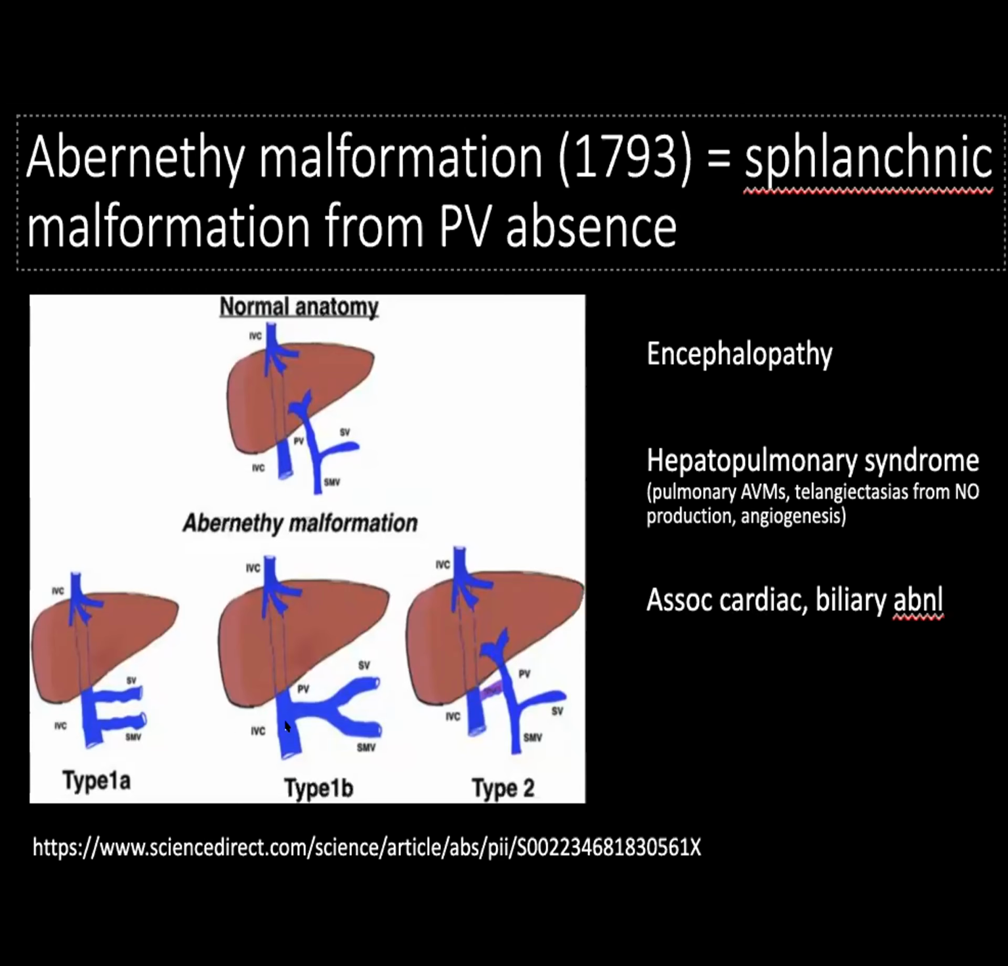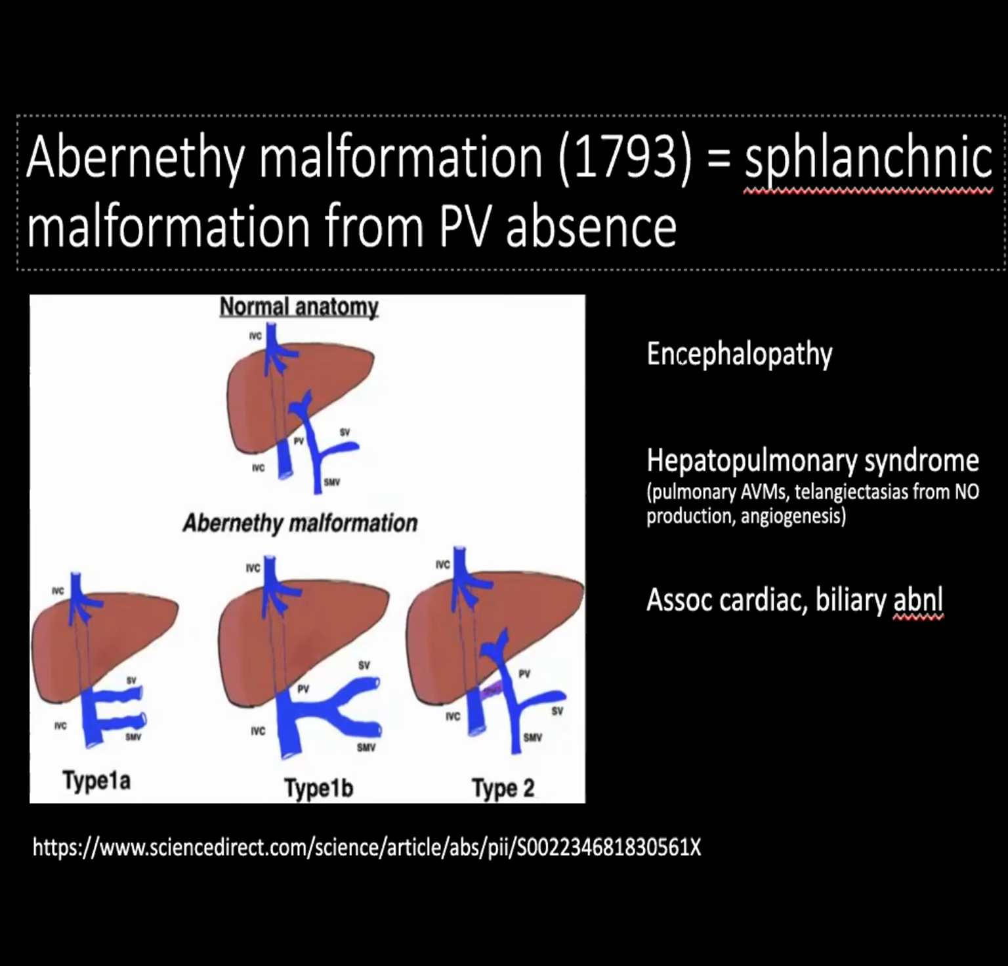And there's several different types. So you can have your splenic vein and your SMV draining directly into your IVC. You can have them form a type of portal vein, but that doesn't go into the liver, that goes directly into the IVC. And then there's another one where there's a connection between the portal vein and the IVC.